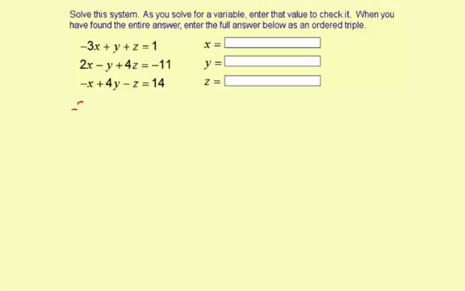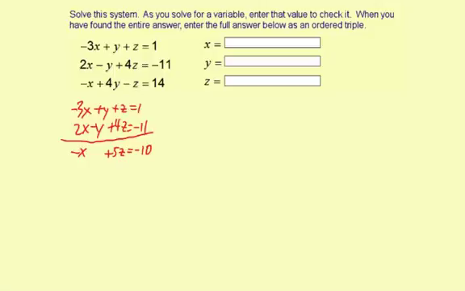So it's going to be negative 3x plus y plus z equals 1, and then 2x minus y plus 4z equals negative 11. And we're just going to simply add these two equations, and we're going to get negative x, and then plus y minus y makes 0, and then plus z plus 4z is plus 5z, and then 1 plus negative 11 equals negative 10. So there's our new equation with two variables, negative x plus 5z equals negative 10.